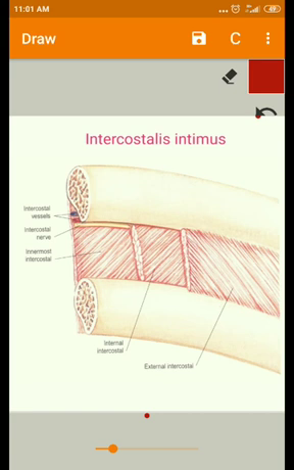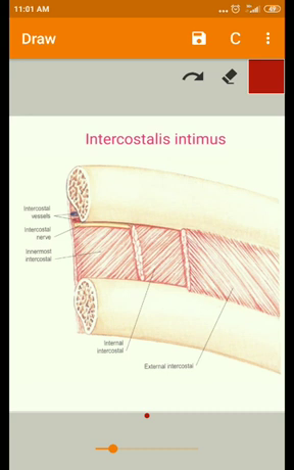To the upper margin, this intercostalis intimus is getting attached. Okay, so the fibers run in the same direction as the internal intercostal muscles. Okay, so this is about the intercostalis intimus muscle, and this is also supplied by the intercostal nerve.